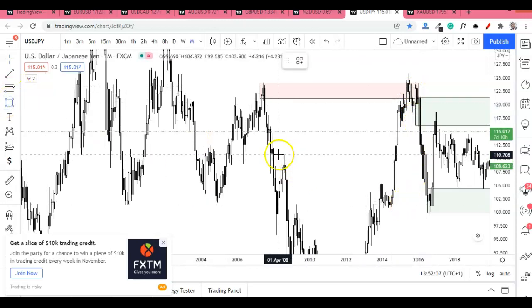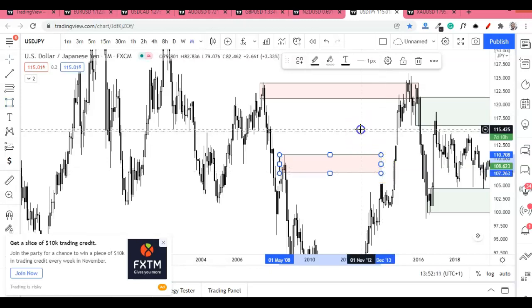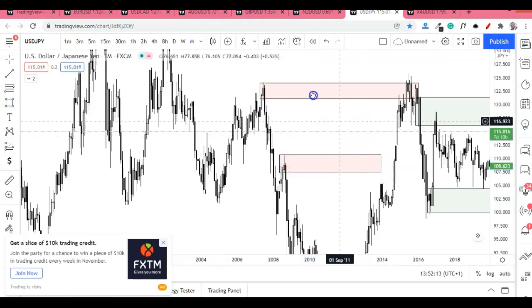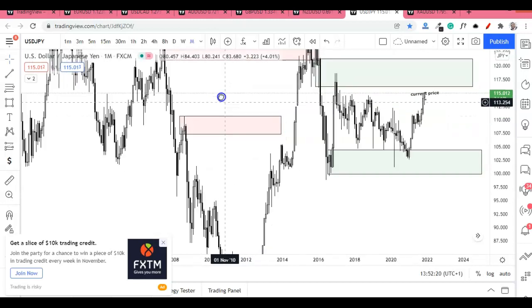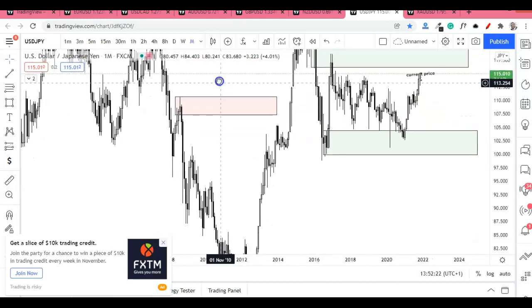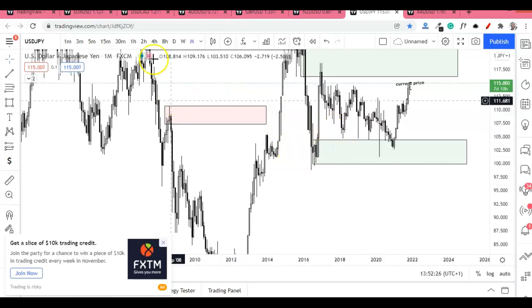We also have another supply zone here. There are so many on the chart, but is it all you will be trading? No. With time, I will create more videos to help you identify the best supply and demand zone. Okay, now those are supply zones.